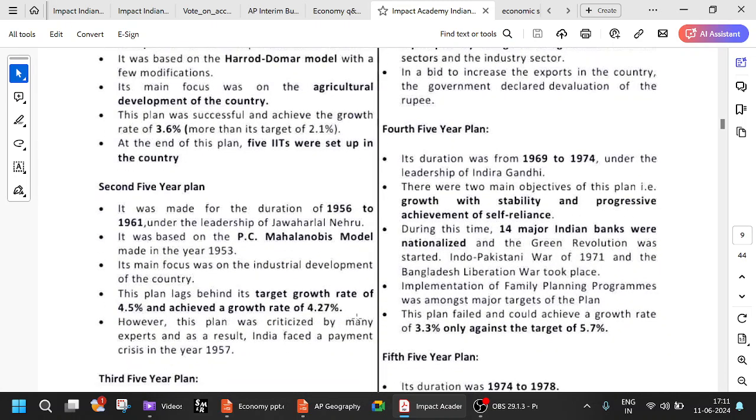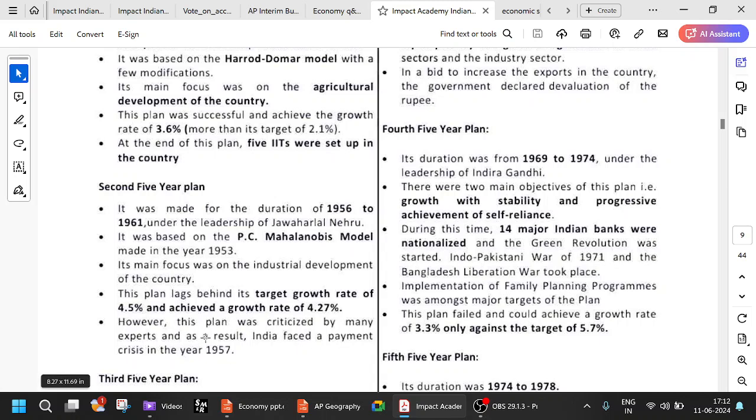If you look at the second one, it is called the PC Mahalanobis model. These questions are also asked. PC Mahalanobis is a very famous, important statistician, and the PC Mahalanobis model is the second 5-year plan, 1956 to 61. The target was 4.5%, and it achieved a growth rate of 4.27. So it did not reach the target. It was criticized by many experts, and as a result, India faced a payment crisis in the year 1957.